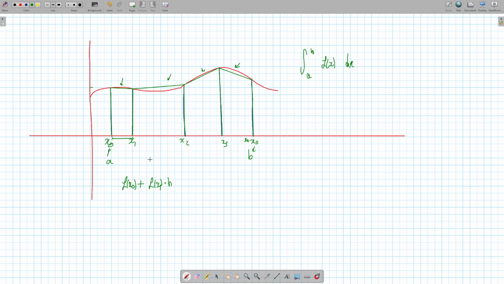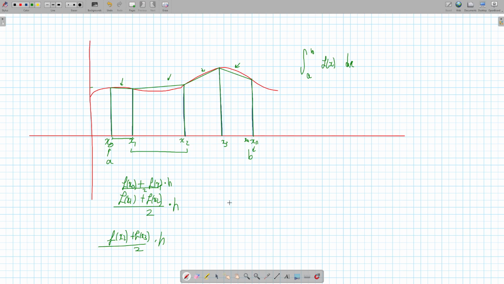a bit easier. The second one here is x1 to x2. So again, base 1 will be f of x1 plus base 2, over 2. Remember, the area of a trapezoid is base 1 plus base 2 over 2 times height. Here, base 2 will be f of x2 over 2 times the height. Then the second one, f of x2 plus f of x3 over 2 times the height.